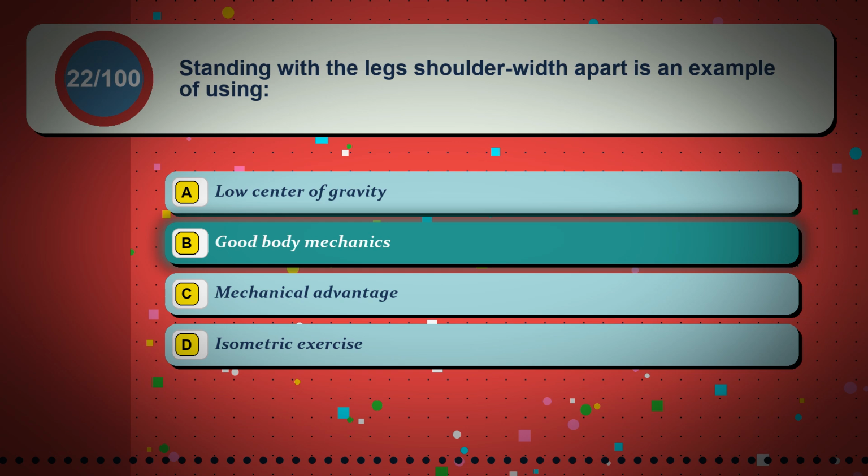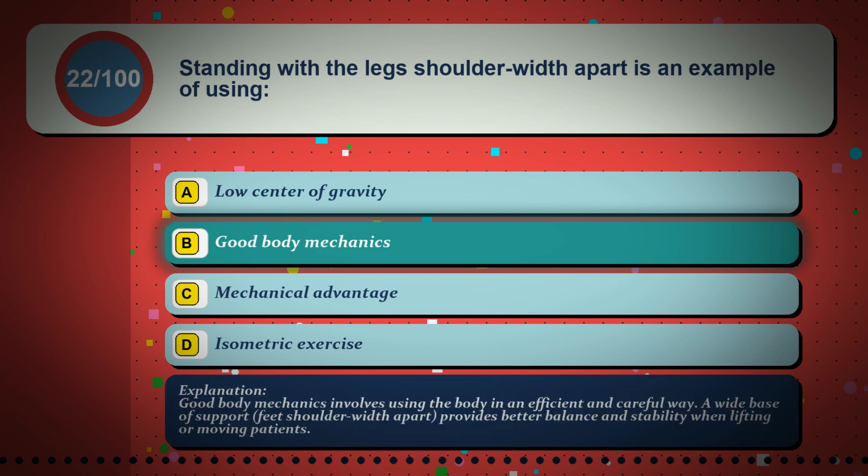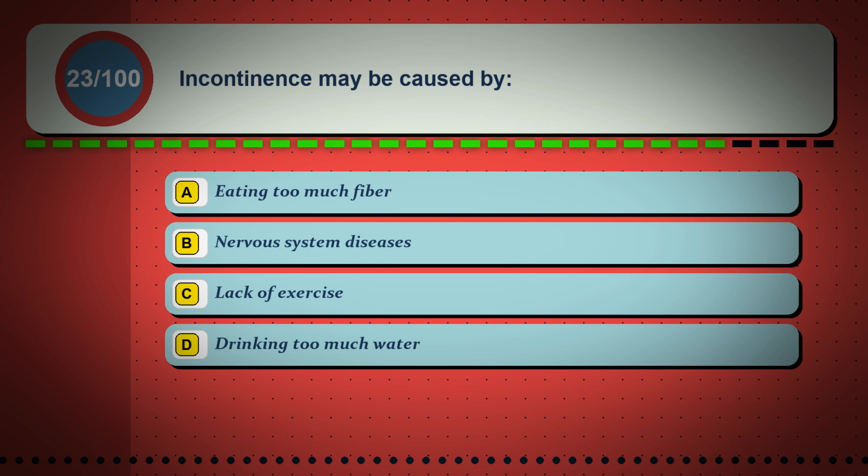The correct answer is option B. Good body mechanics. Good body mechanics involves using the body in an efficient and careful way. A wide base of support, feet shoulder width apart, provides better balance and stability when lifting or moving patients. Question 23. Incontinence may be caused by option A.